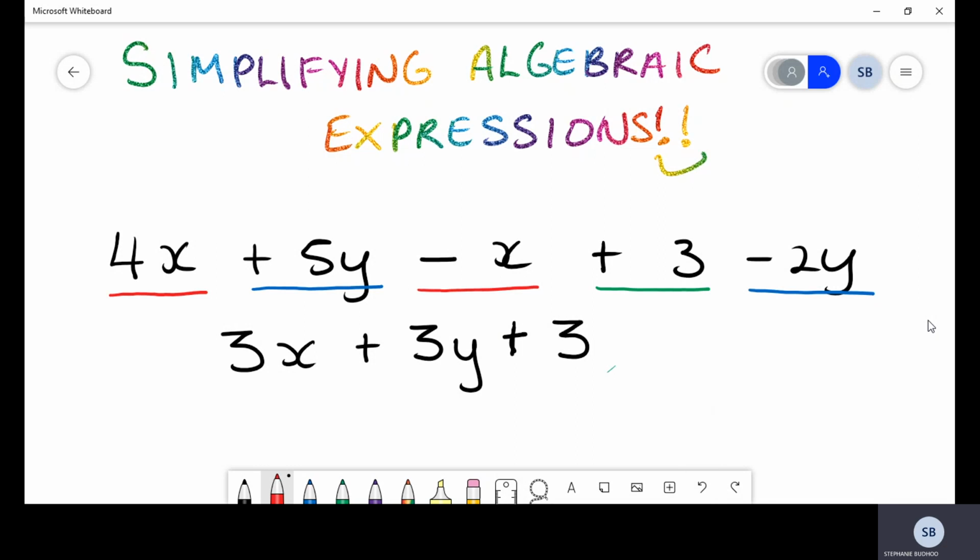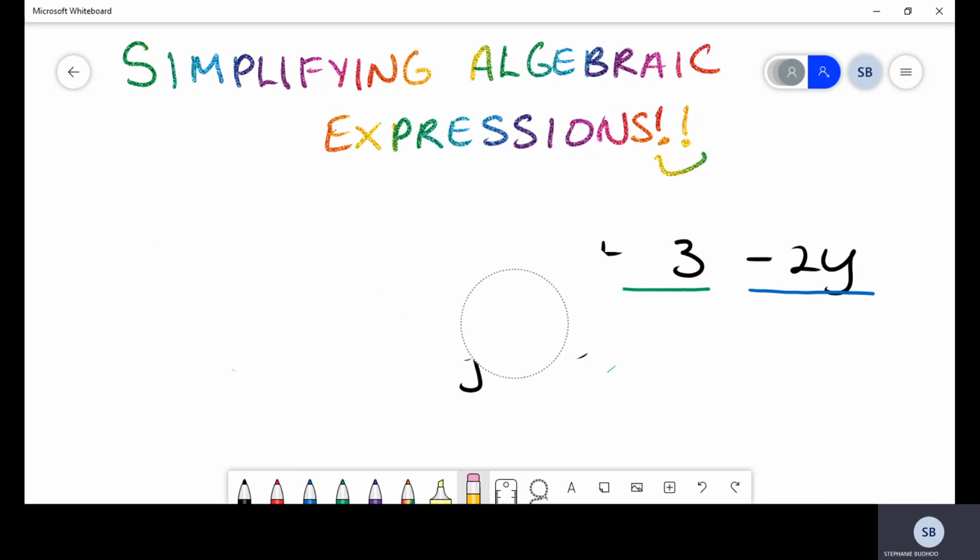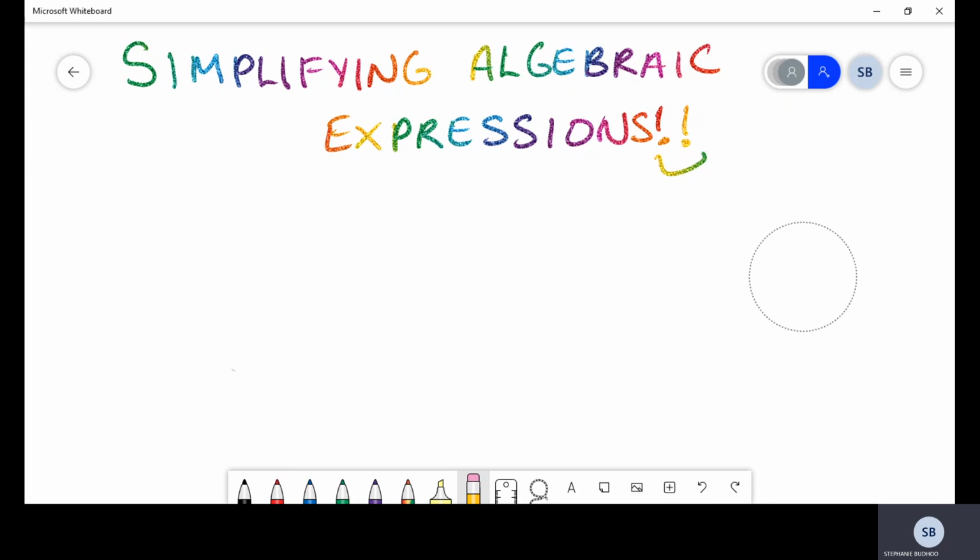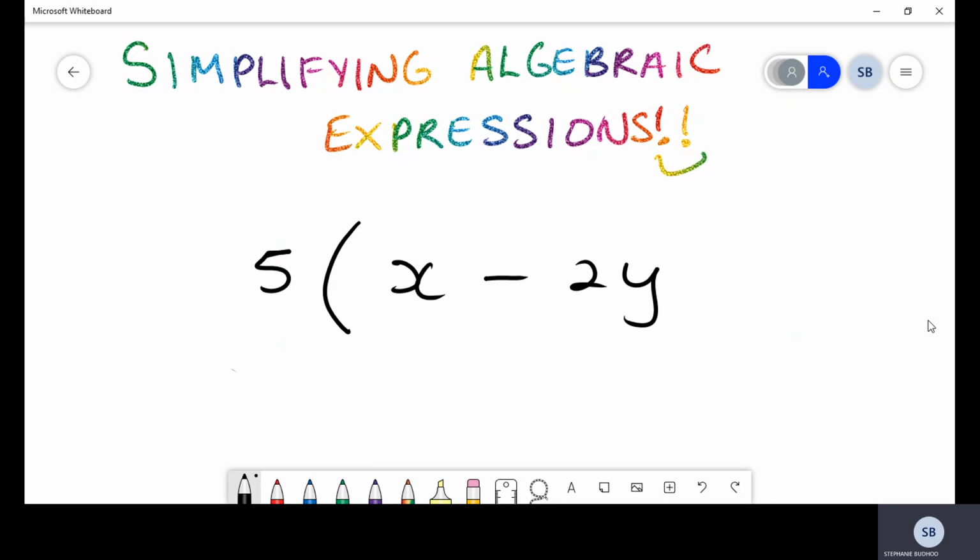Okay, guys? So let's move forward to something a little more complicated. What about distributing brackets? Do you guys remember how to distribute brackets? What if we have 5x subtract 2y? How do we distribute brackets? Can you remember? Well, you have to multiply whatever is outside by each of the terms within brackets.